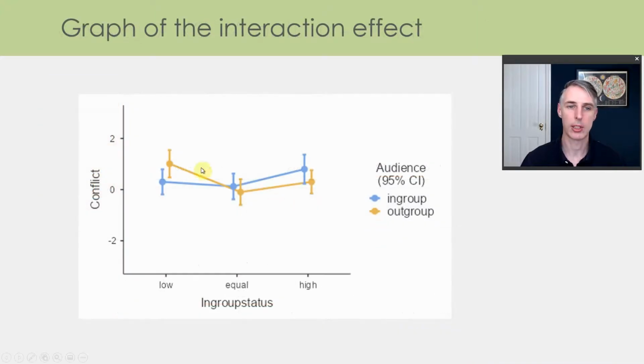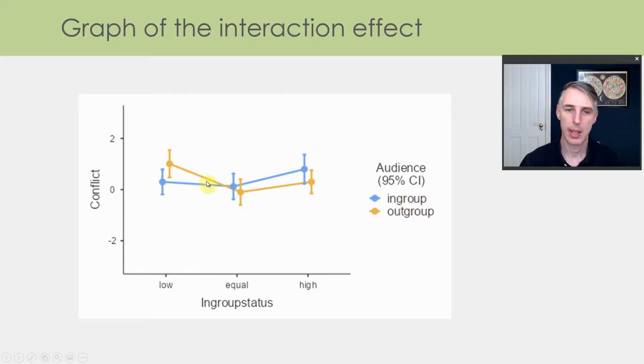Again, a graph of that, again, not quite a significant interaction effect, suggests, okay, there's the pattern. We have in the outgroup audience condition, the low status condition showing higher scores than the equal or the high status condition, okay, which isn't the case for the in-group audience condition.